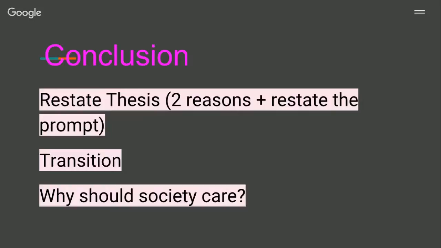But the point is, you have 2 reasons, and you're going back to that prompt, that main idea about the theme. When it says, why should society care? What I'm talking about is a life lesson. And you have, in the packet I gave you at the beginning of the year, a list of themes.